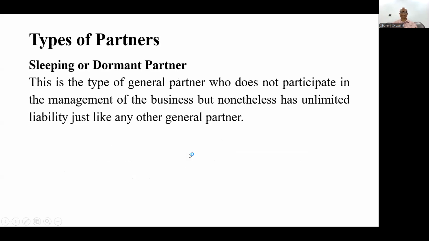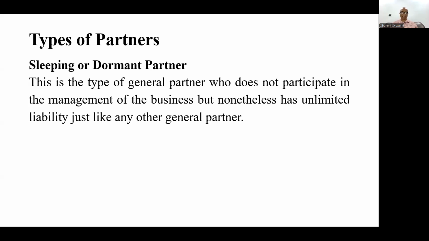The third one is the sleeping or dormant partner. This is the type of general partner who does not participate in management of the business, but nonetheless has unlimited liabilities, just like any other general partner. So those are the types that I'm limiting it to. It's possible for you to see other partners being mentioned in books, but of course, we are limited to these three. Basically, everything revolves around these three types of partners.